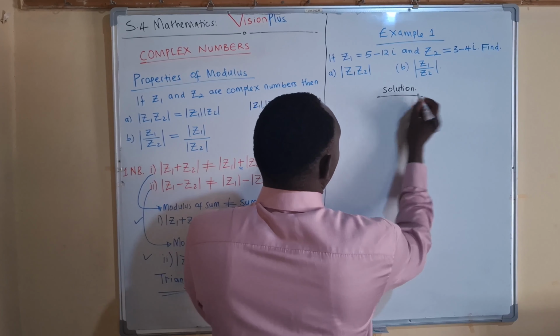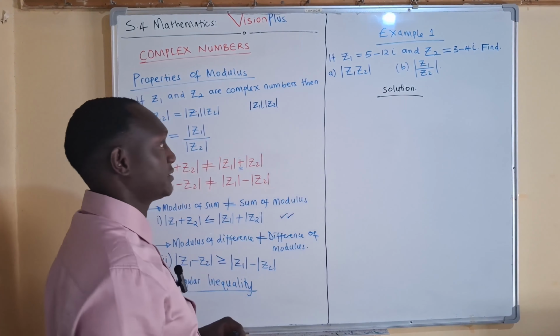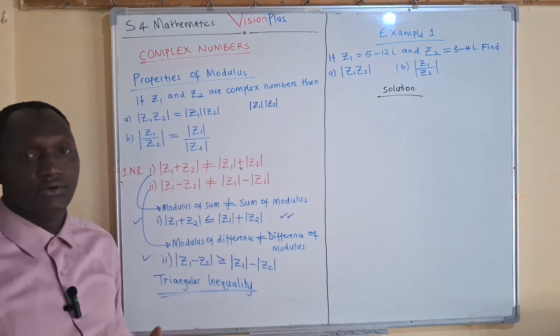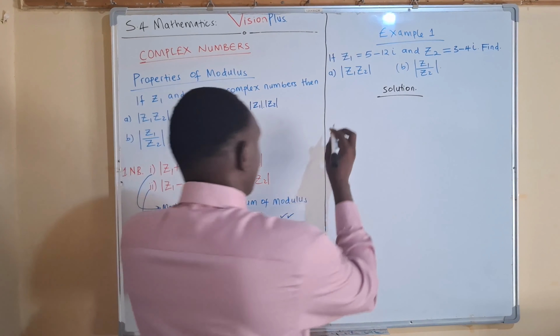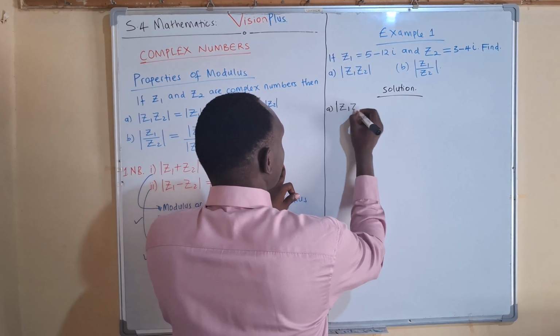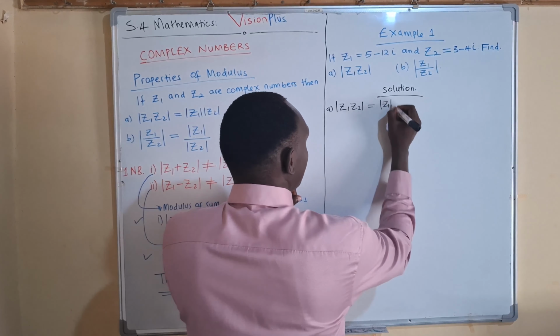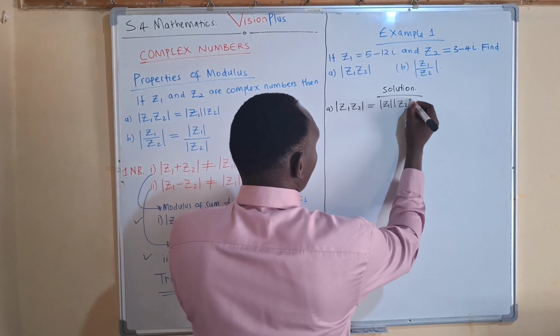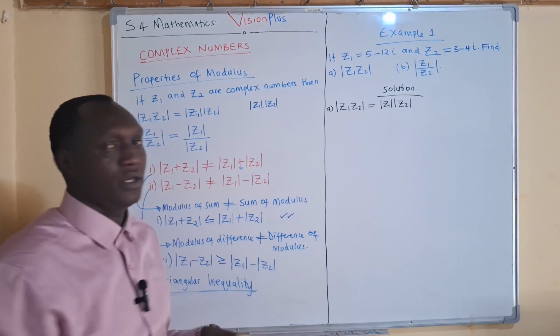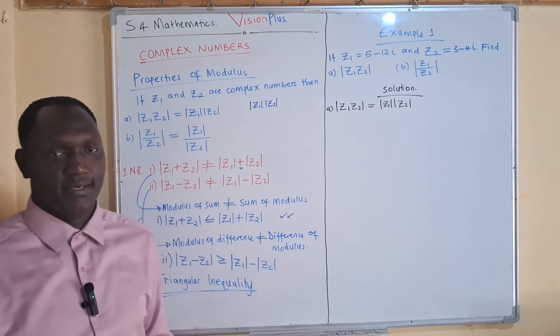Now remember, this is the modulus of the product. And we have said that this property, the magnitude of z1 z2, is the same as the magnitude of z1 times the magnitude of z2. So what do we need to do here? We simply need to find the magnitude of z1 and z2, and then we multiply them.